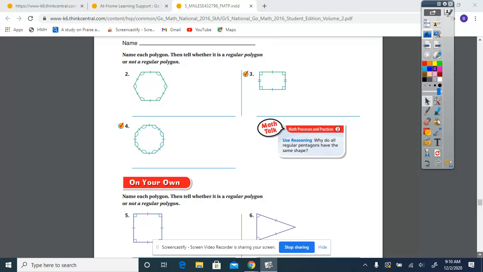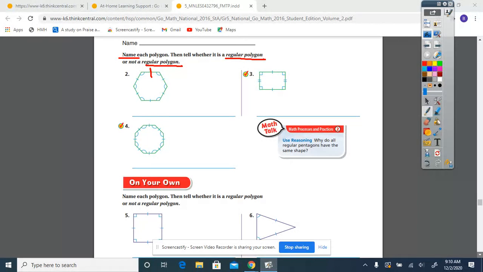Basically, you have to name each polygon, then tell whether it is a regular polygon or not a regular polygon. If I name it, and I also tell whether it's regular or not regular, how many answers am I going to have for each of the questions on 2, 3, and 4? I'm going to have 2 answers.